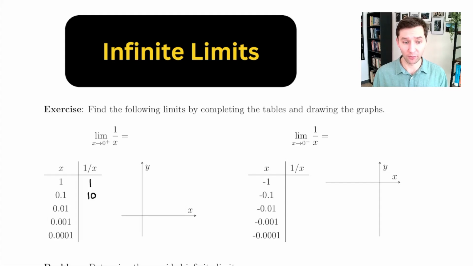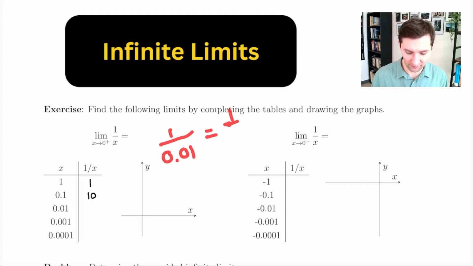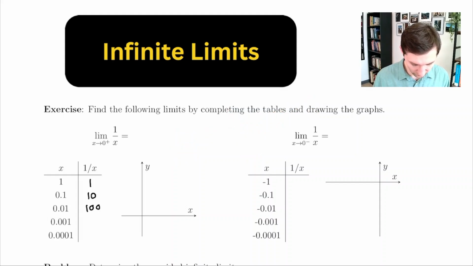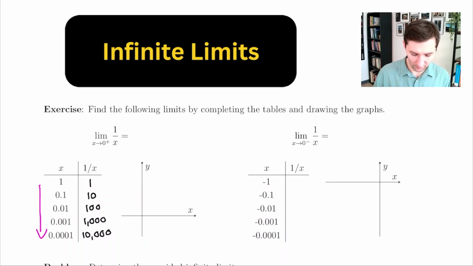When you plug in 0.01, a similar thing happens. You get 1 divided by 0.01, which is the same thing as 1 divided by 1 over 100, which is the same thing as 100. Then you get 1000 and 10,000. As the inputs get closer to 0 from the right, the outputs grow infinitely large. They tend toward infinity. If you plotted these points on the graph, this is what you would have obtained.